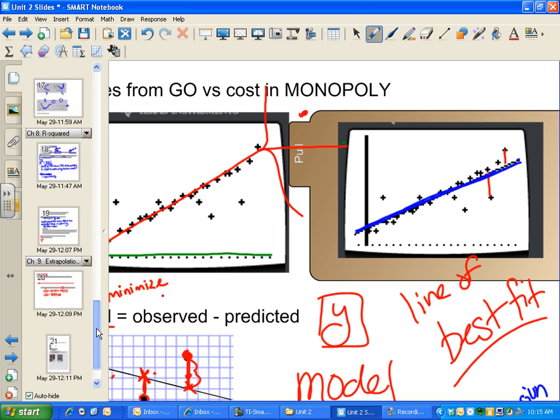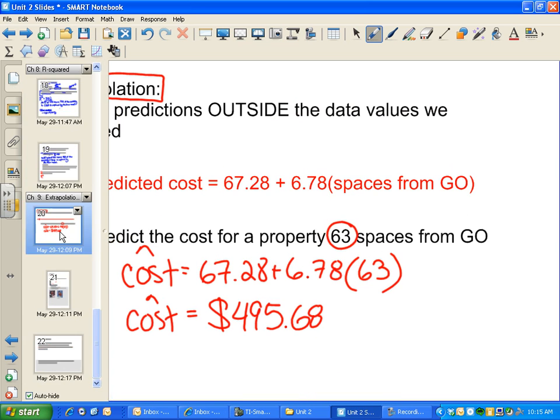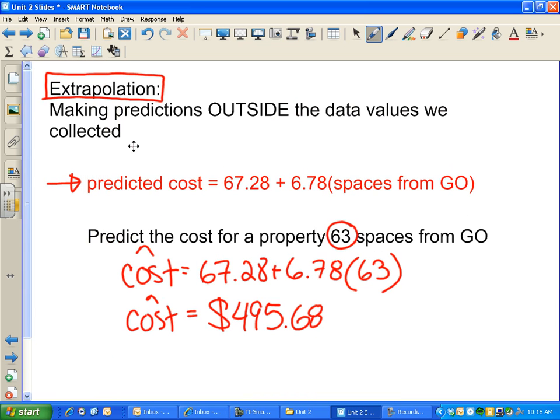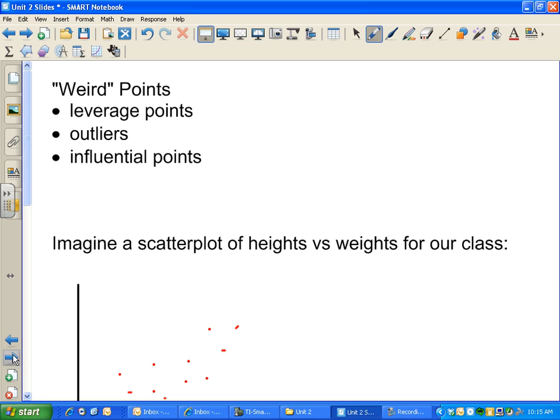Let's go back to our page for today. So again, extrapolation is bad. I don't know whether or not this number really makes sense because I don't know if my trend continues. So that's just one thing you're going to see in Chapter 9. Another thing that you're going to read about in Chapter 9 is what I call a collection of weird points. Your book actually defines some different names, so you should look these up: leverage points, outliers, and influential points.